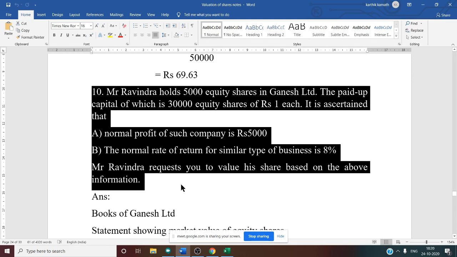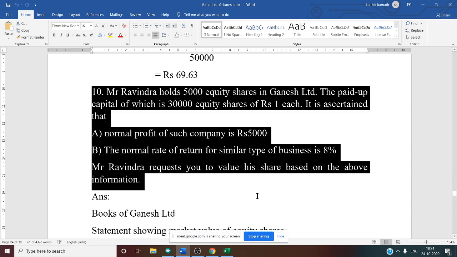Again, here they have not said which method to use to calculate. There is no information about assets. They have given only NRR and normal profit. That means, it is very simple to understand, we need to follow the market value method.